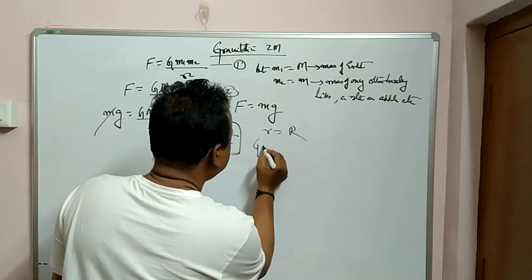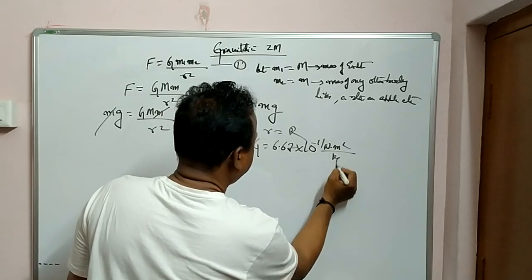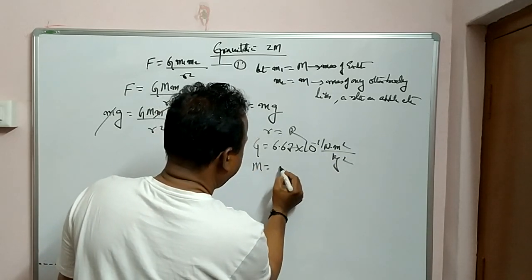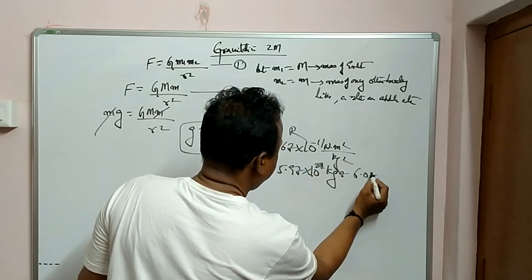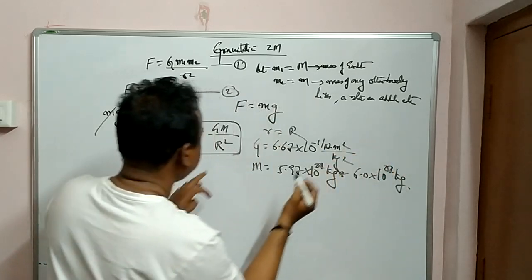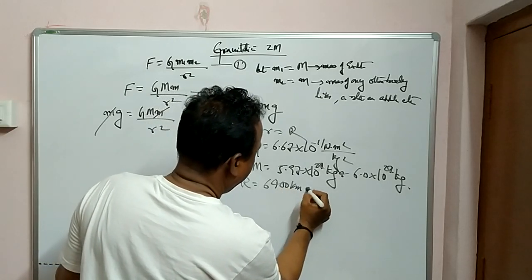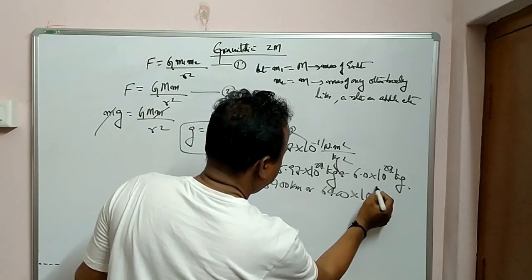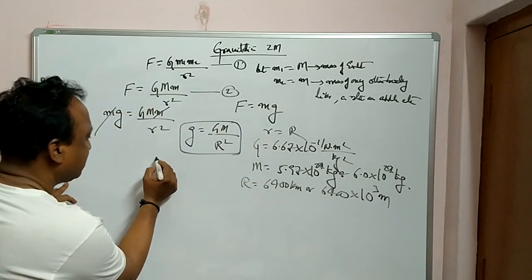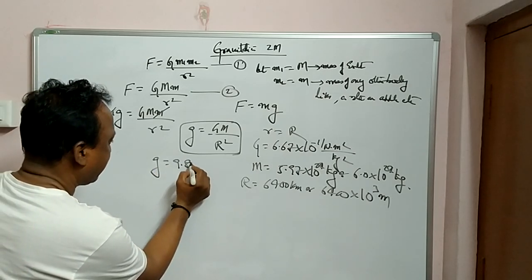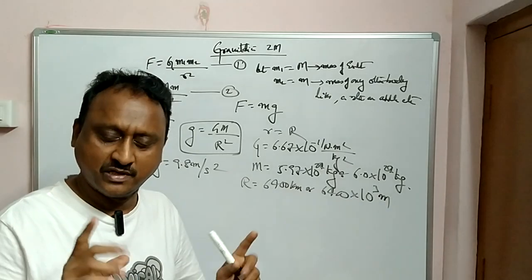See, G value is 6.67 into 10 power minus 11 Newton meter square per kg square. Mass of the earth is taken nearly 5.97 into 10 power 24 kilograms or 6.0 into 10 power 24 kgs. Radius of the earth, R, is nearly 6,400 kilometers or 6,400 into 10 cube meters, because 1 kilometer is equal to 1000 meters. So when you substitute all these values, g was found to be 9.8 meter per second square. So this is the value of acceleration due to gravity.